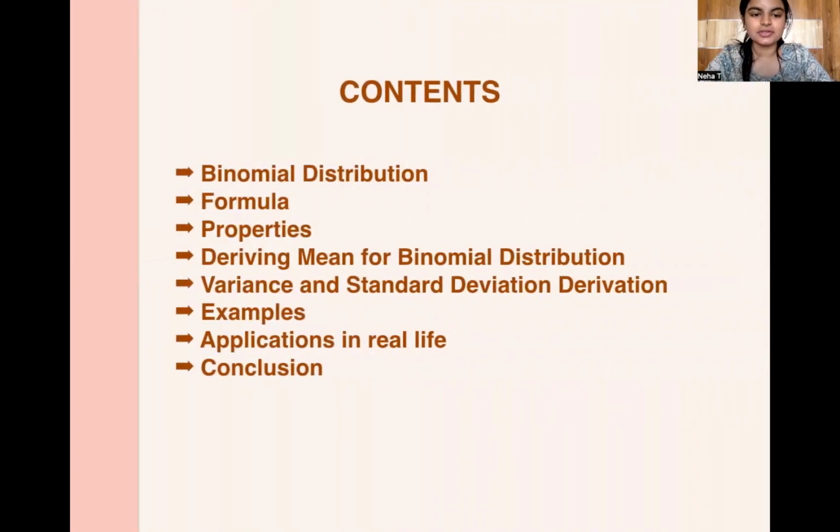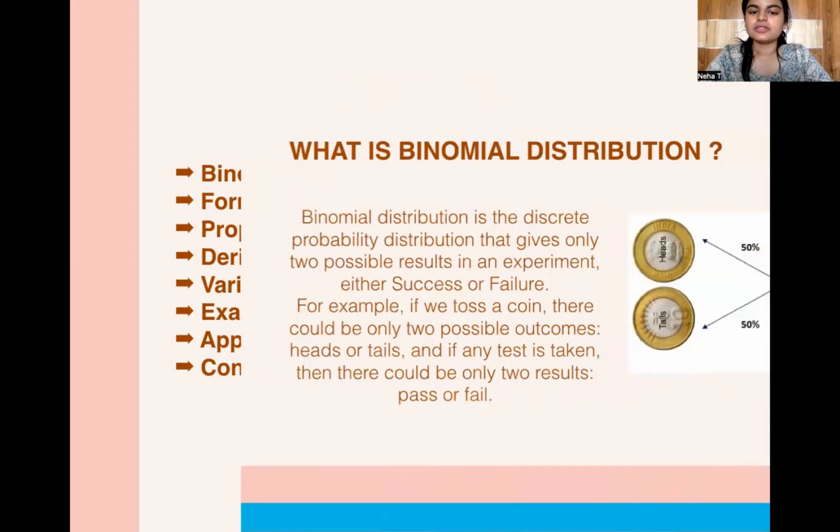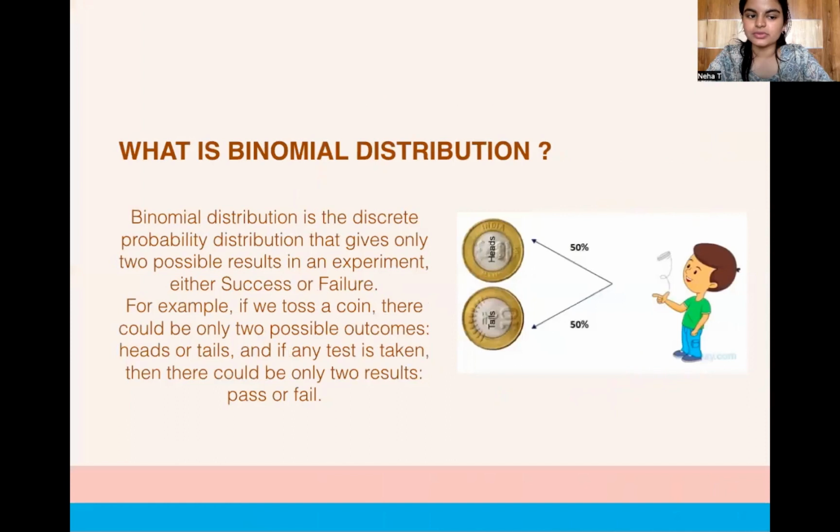So the contents for today are: we'll be seeing what is binomial distribution, then we'll go to the formula, properties, then derivation for mean, variance and standard deviation. After that, we'll see two examples for how to solve the binomial distribution and then the applications in real life, and we'll conclude the video with that. So, what is binomial distribution?